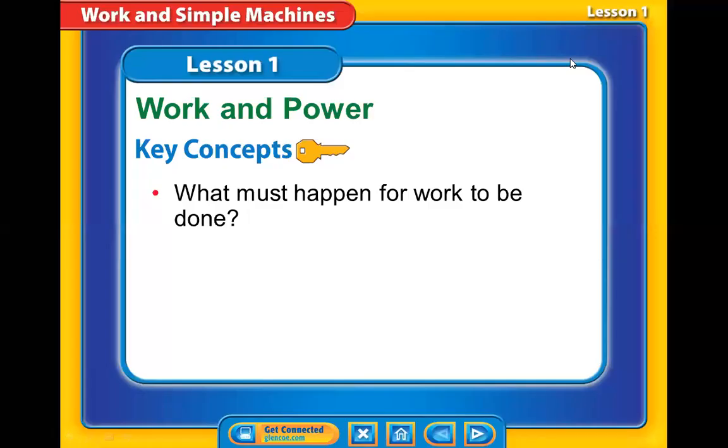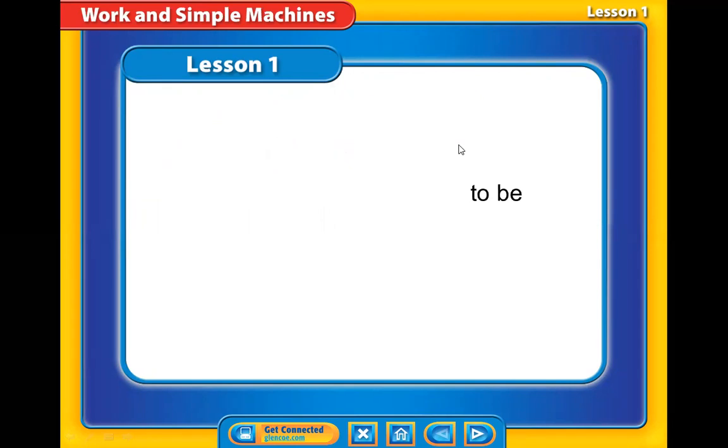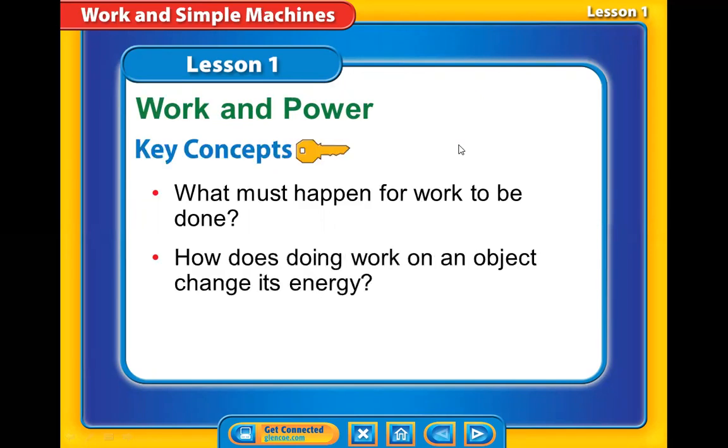We have in lesson 1, work and power. We are going to cover some key concepts like what must happen for work to be done and how does doing work on an object change its energy. For example, here, how can we use the energy to do work? How can we use the energy, the transferring of energy, to apply a force on an object to move it?